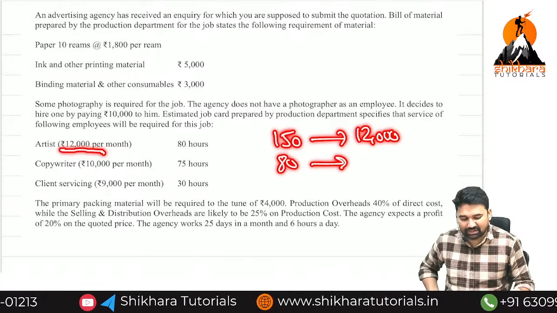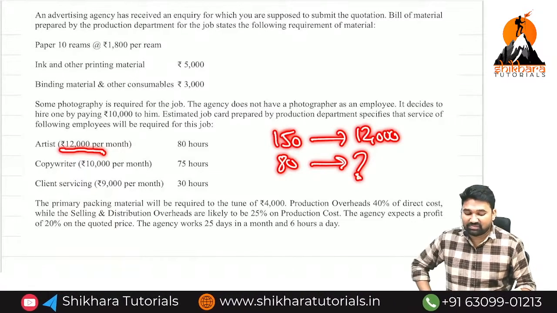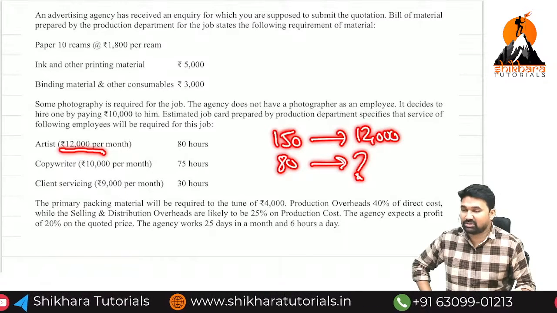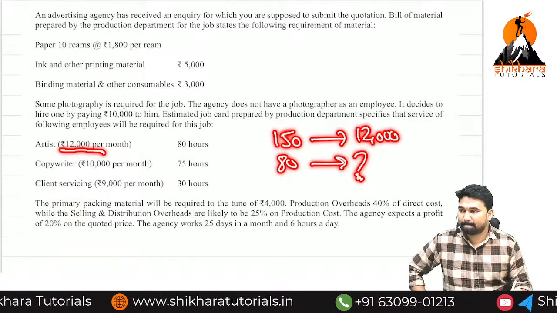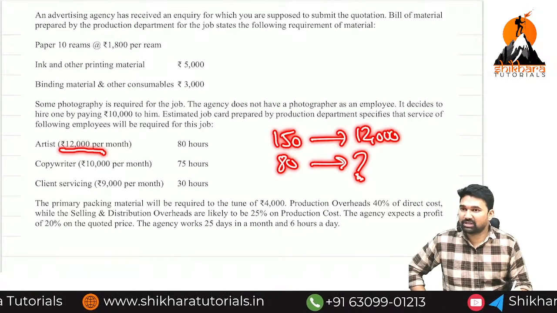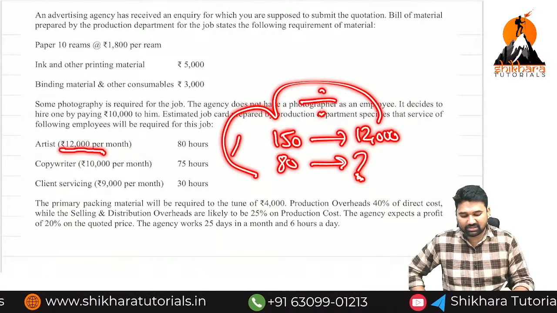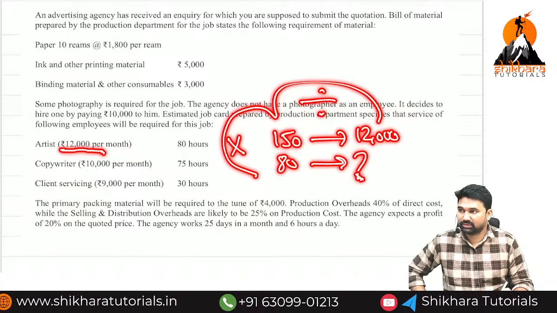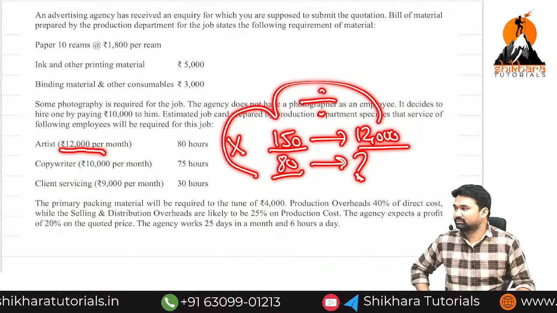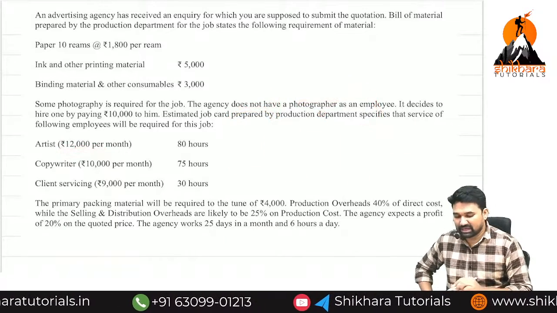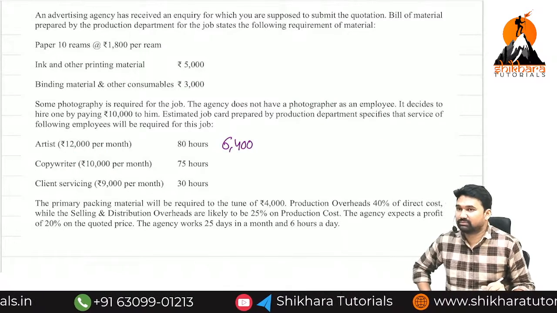Then for 80 hours, how much? Tell me. Use the calculator. How can we solve this? Same three steps: divide, multiply. So 12,000 divided by 150 into 80. How much? 1,400 rupees. Wait, it is 6,400. Next.